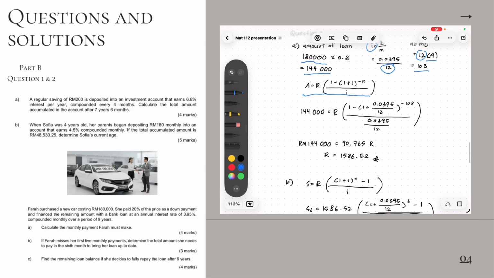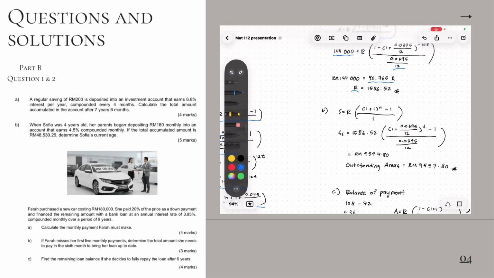Just put everything in the formula. 144,000 equals R, 1 minus bracket 1 plus 0.0395 over 12 close bracket to the power of negative 108, over 0.0395 over 12. And with that, you will get the answer, which is 90.765. It's not finished yet. Finally, you have to find the R. 144,000 divided by 90.765, you will get 1,586.52.